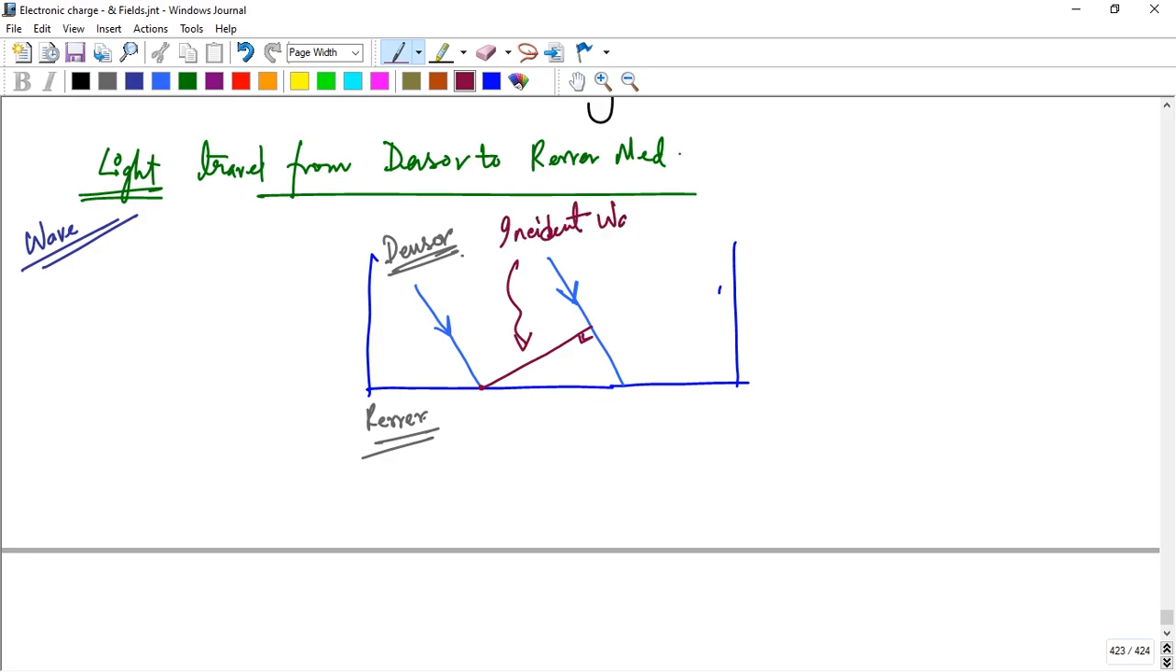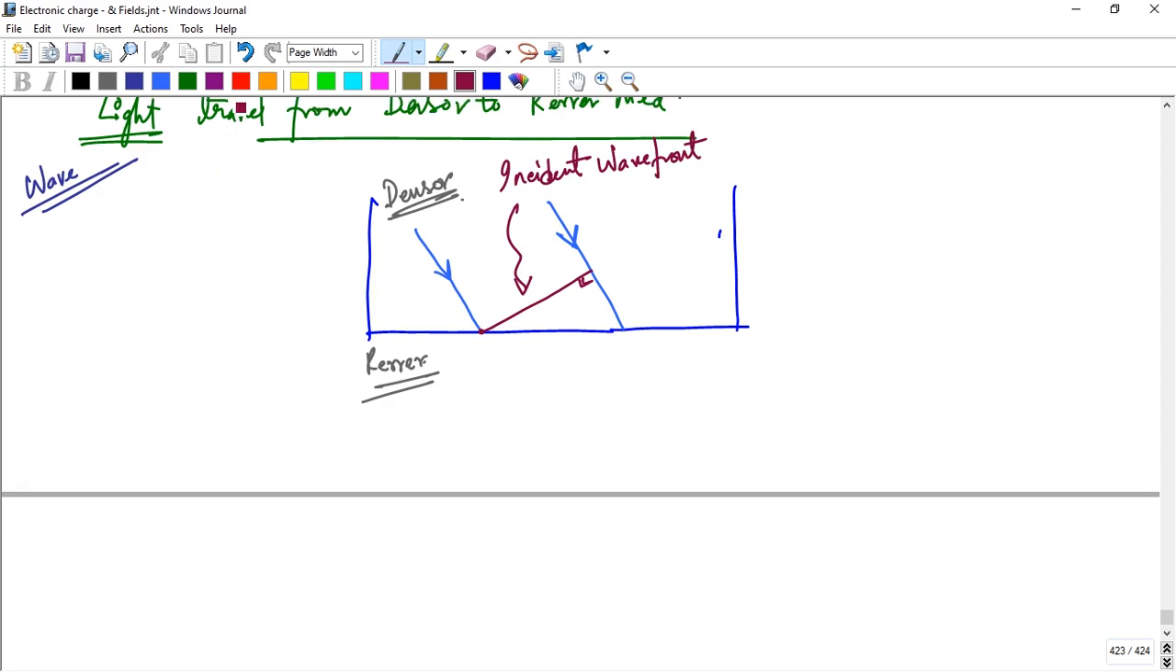So light travels from denser to rarer medium, so there is a normal here. And now the bending: the refracted ray bends away from the normal, so it looks like this, away from the normal. Now draw a perpendicular from this point to this line, just like this. That's the refracted wavefront.